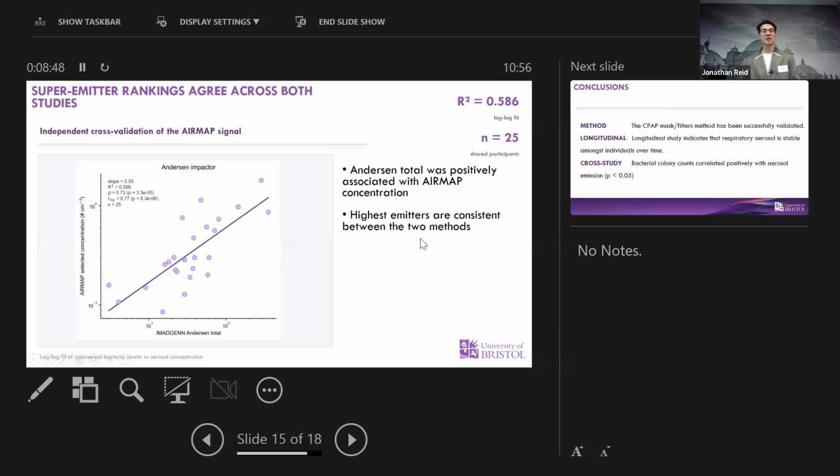And here's what we found. The super emitter rankings agree across both studies, especially for the Anderson impactor, which was statistically positively associated with our AirMap. So the high emitters are consistent between the two methods, which means that participants who emit the most particles can also emit the most bacteria. And this is done for 25 overlapping participants.